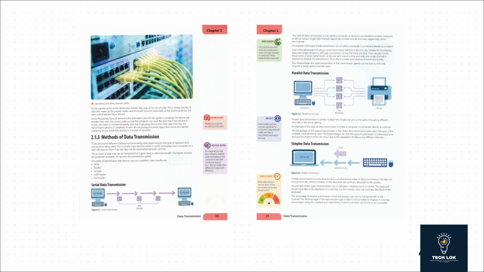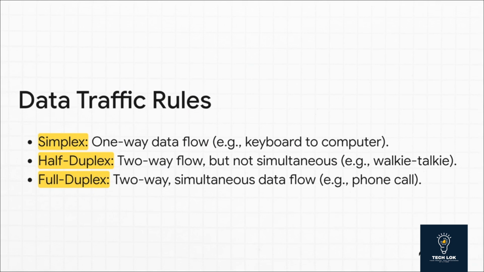But for pure speed, you've got parallel transmission. This is your multi-lane highway, sending lots of bits all at once. It's way faster, but it really only works well over short distances, like from your computer to your printer. And every highway needs traffic rules, right? So Simplex is basically a one-way street. Data only goes in one direction. A great example is your keyboard sending commands to your computer.